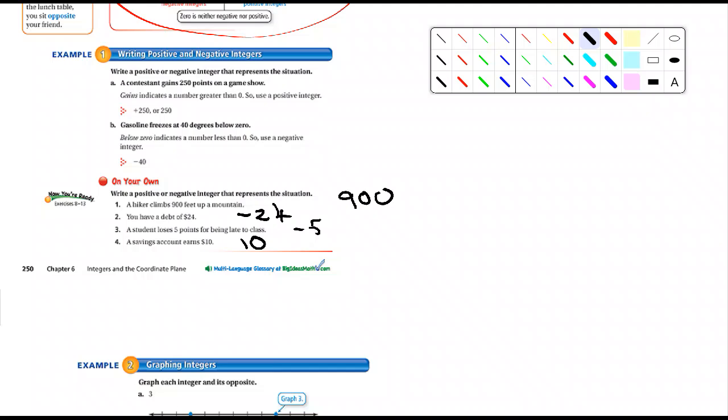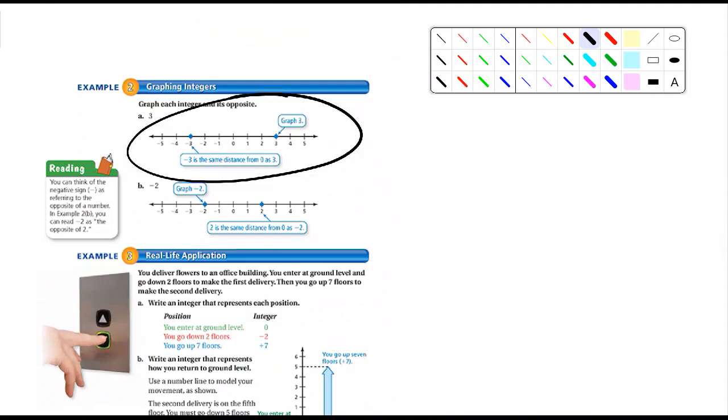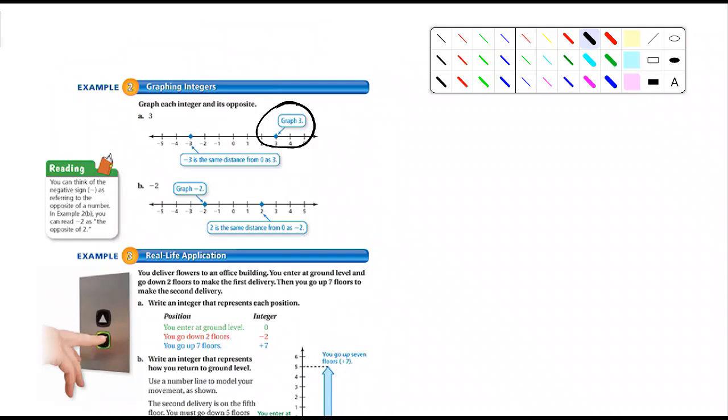All right. Moving on here. Example number 2. It says graph each integer and its opposite. So if you had a graph like they've got here, and they had number 3 marked, and they said graph the opposite, then you would put a dot also over negative 3. And then in example number 2, let's say you start with a negative number, and it says graph negative 2 and its opposite. So you would start with negative 2 where that is, and then its opposite is 2.